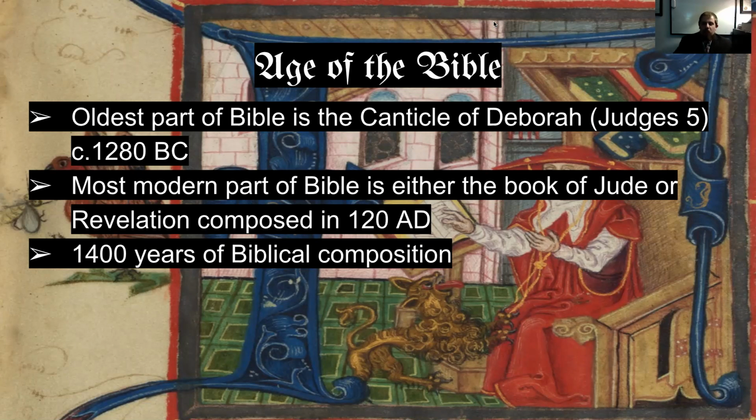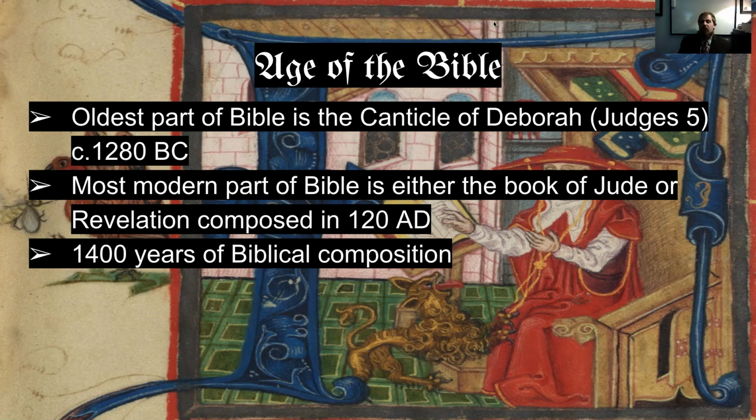The most modern portion of the Bible is either the book of Jude or the book of Revelation, both of which were composed sometime around the year 120 AD. That means there is a total of 1,400 years that it took to put the Bible together, right? If we go from the oldest piece of writing to find its way into the Holy Scriptures to the most modern piece, you're talking about a 1,400-year gap.